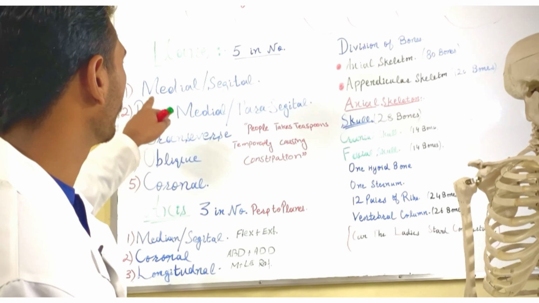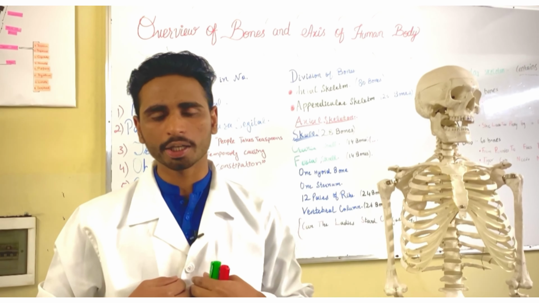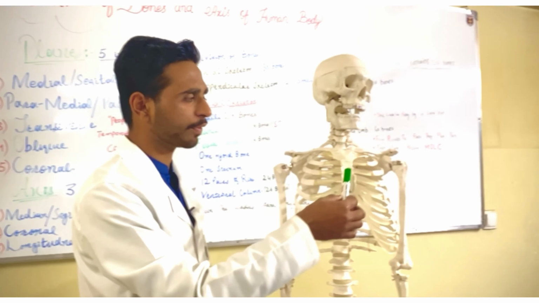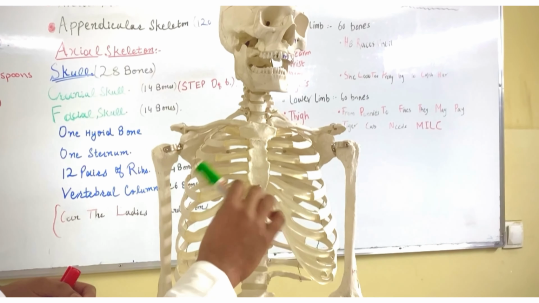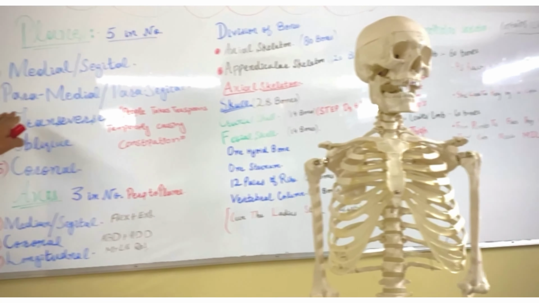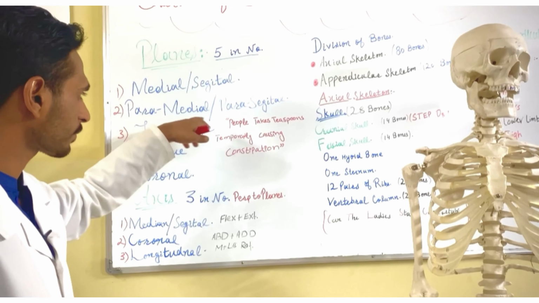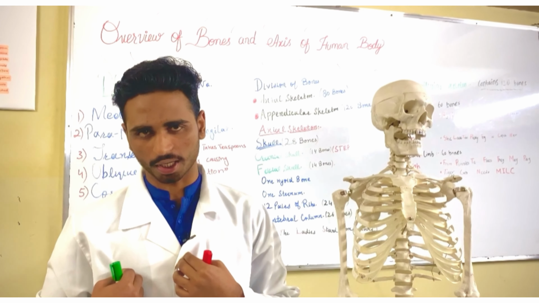First of all, the medial plane or sagittal plane, a plane which divides the body into two equal parts. You can see over here a plane which divides the body into two equal halves, left and right. So it is also called the sagittal plane. Then we have the parasagittal plane, a plane which divides the human body into two unequal halves.